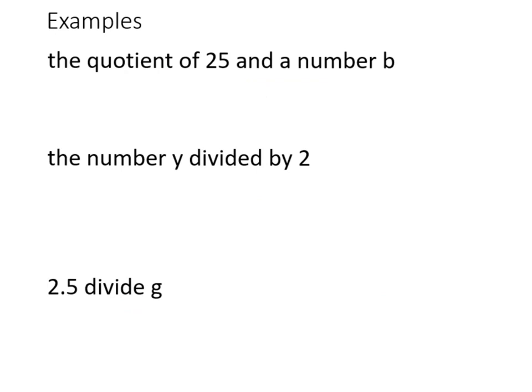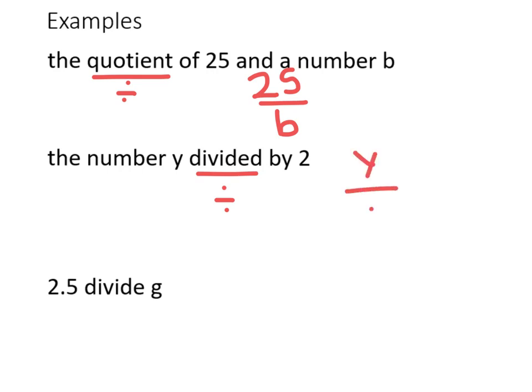And for the last set of examples, we first have the quotient of 25 and a number b. The term quotient indicates that we're using division. So our expression would be 25 divided by b, again using that fraction bar. The next example is the number y divided by 2, and the term divided indicates that we're using division. So our algebraic expression would be y over 2. And the last example is 2.5 divided by g. Again, divided indicates we're using division, so our algebraic expression is 2.5 over g.